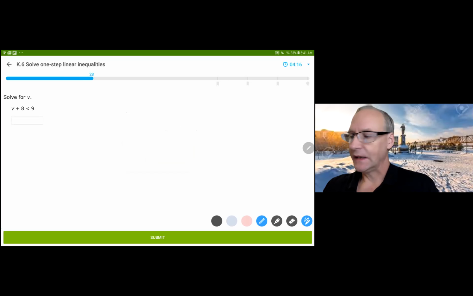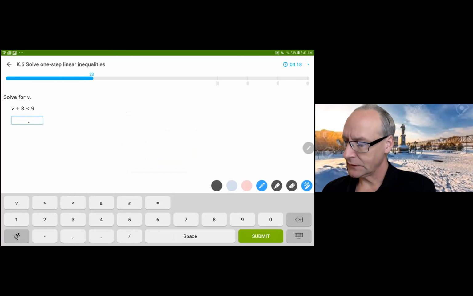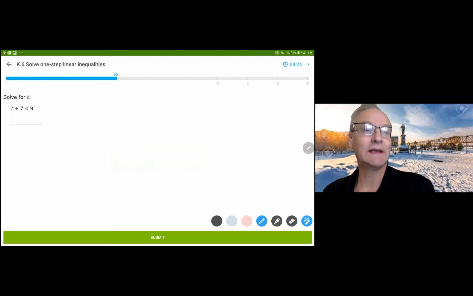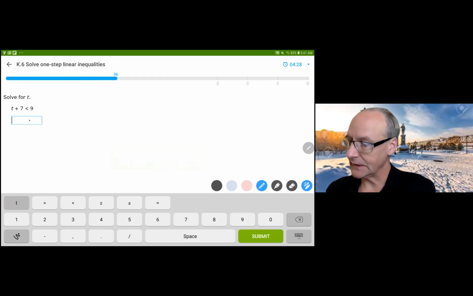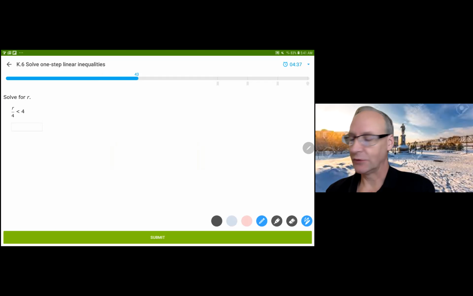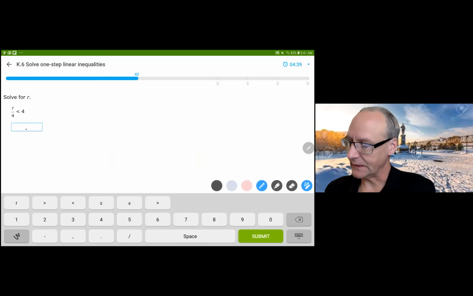Okay, we're going to subtract 8, and we're going to get v is less than 1. I'm subtracting 8 from both sides of the inequality. I'm going to subtract 7 from both sides of the inequality and get t is less than 2. And we're going to move right along here and see if we can get finished. I'm going to multiply by 4 on both sides and get r is greater than 16.